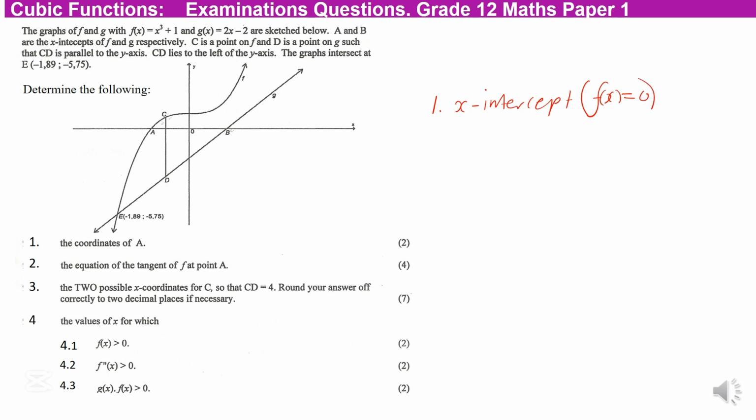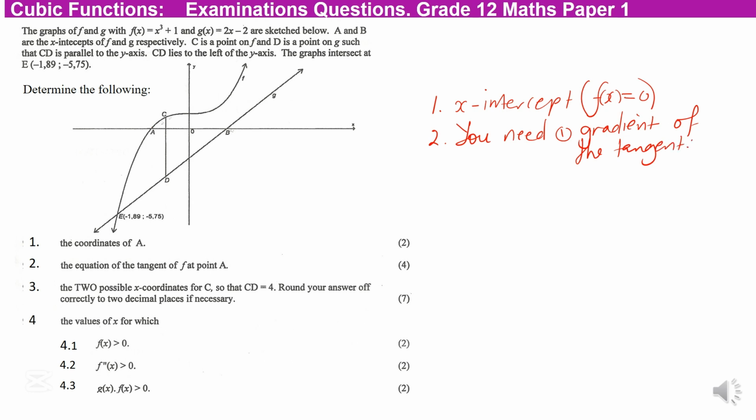Number 2, determine the equation of the tangent of f at point A. For you to determine the tangent to a graph, you need two pieces of information. Number 1, you must determine the gradient of the tangent. You need to know what the gradient of the tangent is. The gradient of the tangent comes from the derivative.